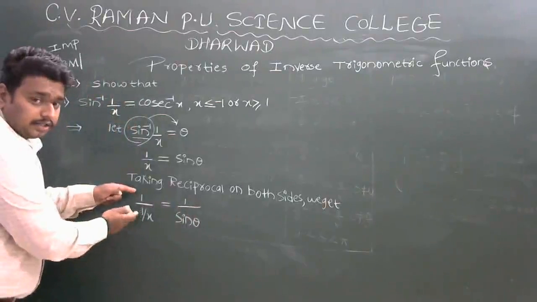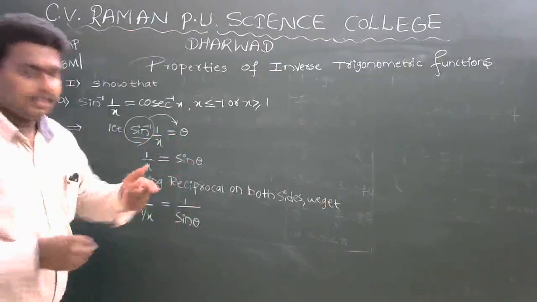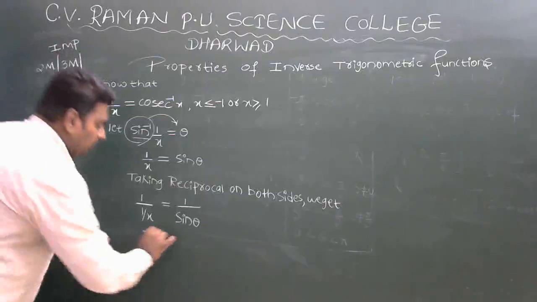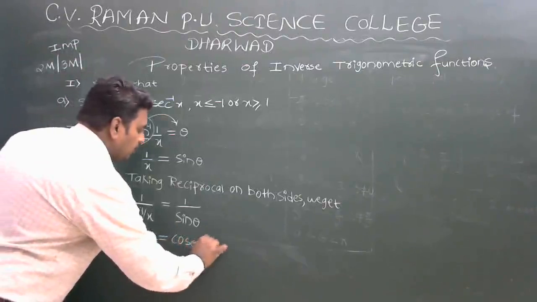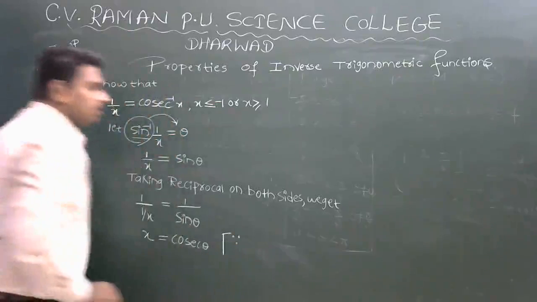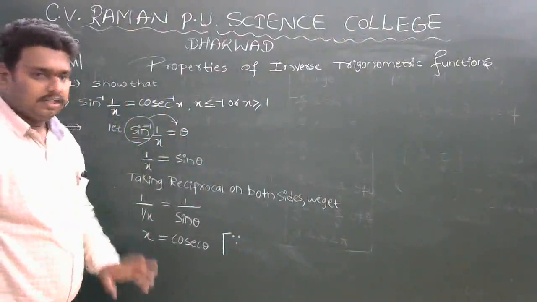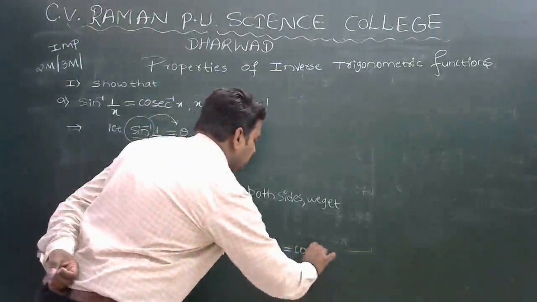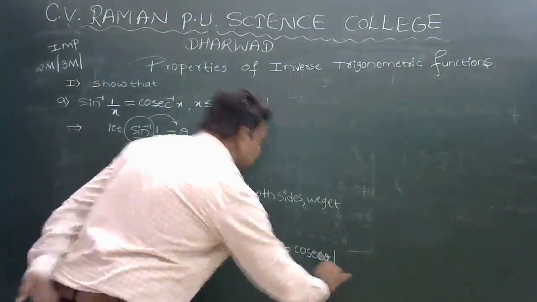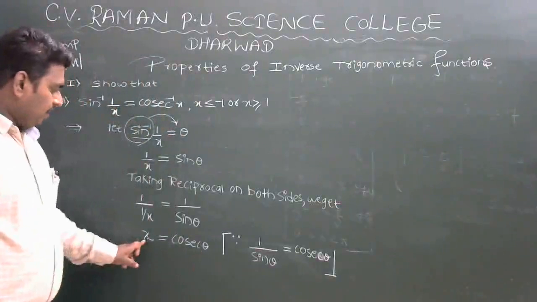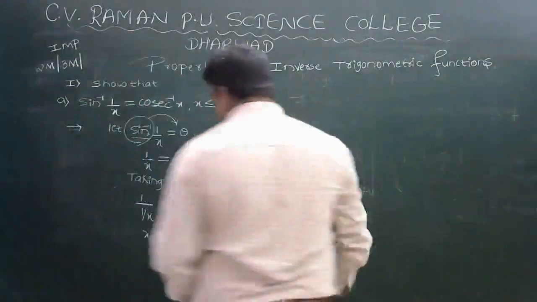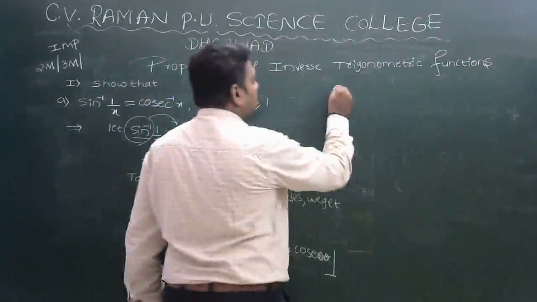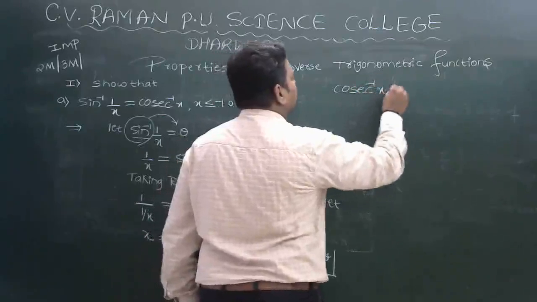1 divided by 1 by x becomes x. So I write this as x. What can you write for 1 by sin theta? 1 by sin theta is nothing but cosec theta. The reason is that in class 10 we learned reciprocal relations. Next, x equals cosec theta. Now I shift this cosec to the other side, and it becomes cosecant inverse of x.